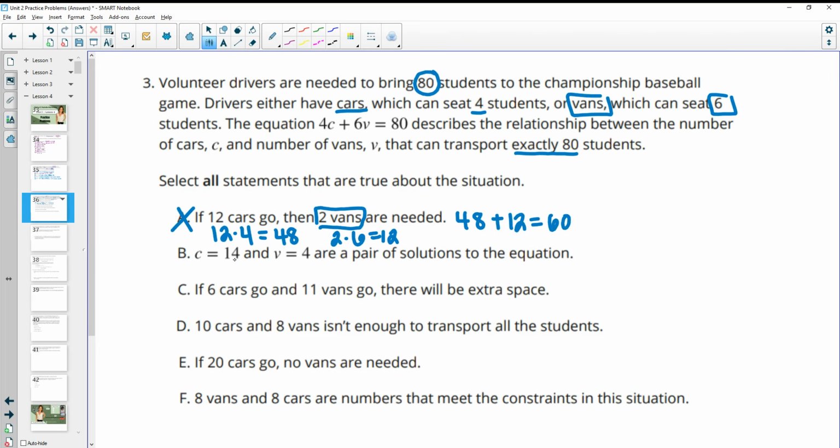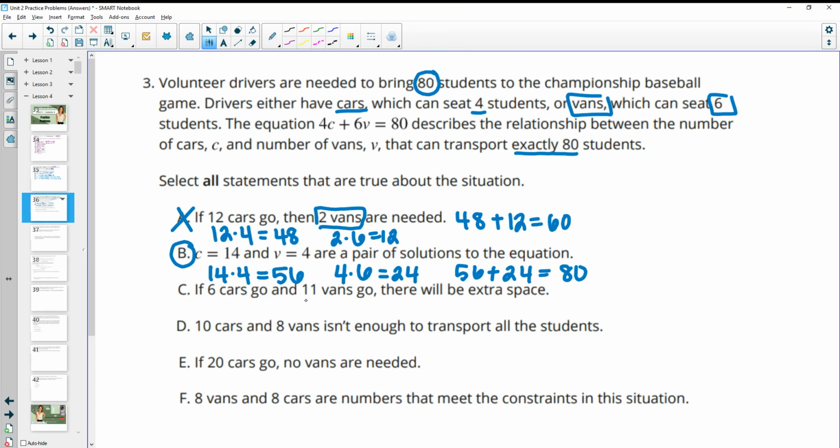Part B, if the cars equal 14 and the vans equal 4, that's a pair of solutions. So let's look at 14 cars transport 4 people each, which would give us 56 people. And then 4 vans transport 6 people each. So 4 times 6, 24 people could ride in the van. And 56 plus 24 gives us 80. So that is a solution.